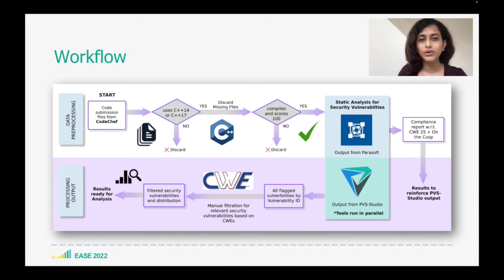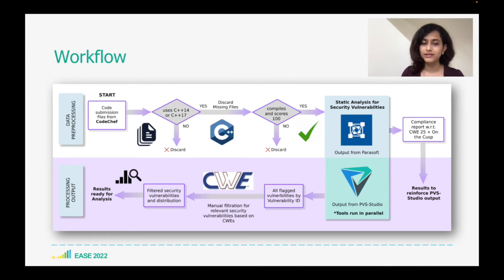Of these submissions, we worked our analysis only on the submissions written in C++14 and C++17 that were graded 100 out of 100 by the online judge. A submission scores 100 if it compiles and clears all the test cases within the given time and memory constraints. We reason that if we can find vulnerabilities in this apparently correct and acceptable code, we can assume that the situation of submissions that do not score 100 will be similar, if not worse. After the pre-processing steps, we were left with around 700,000 submissions.